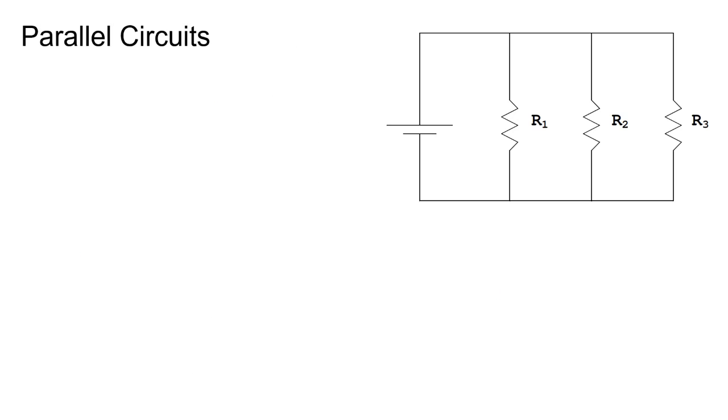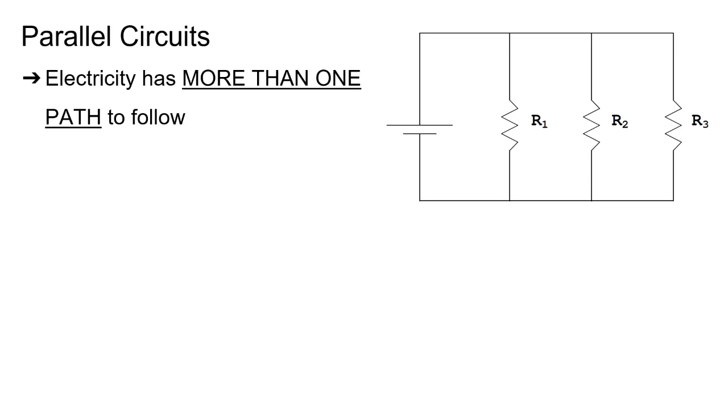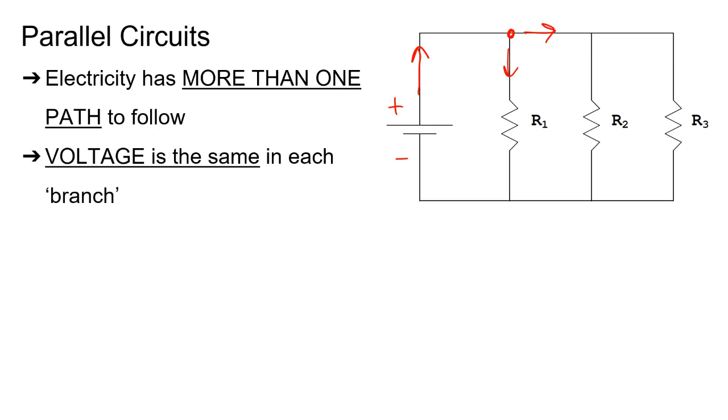Okay. Parallel circuits. Parallel circuits are where electricity has more than one path to follow. So electrons get a choice. So positive and negative side of our battery. I'm always going to draw my current in the conventional fashion. Okay, so this is where electrons will come around to a junction point and then they get to make a choice which way they are going to go.